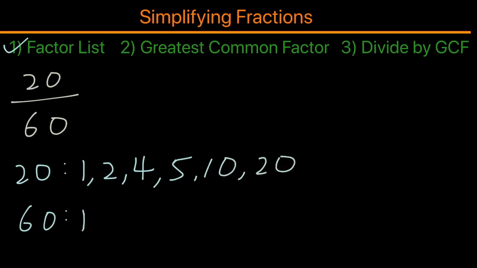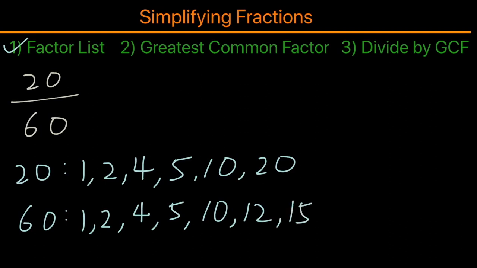For 60, 1, 2 times 30 is 60, 4 times 15 is 60, 5 times 12 is 60, 10 times 6 is 60, 12 times 5 is 60, 15 times 4 is 60, 20 times 3 is 60, 30 times 2 is 60, and then we have 60.